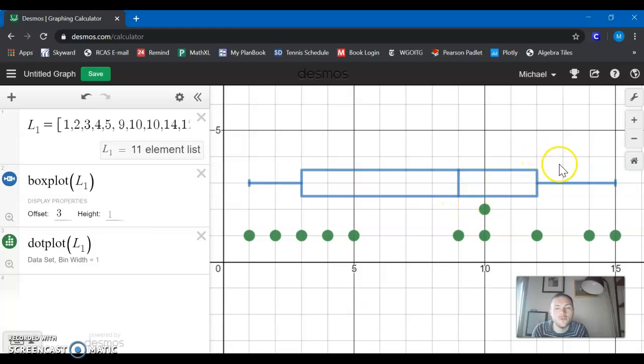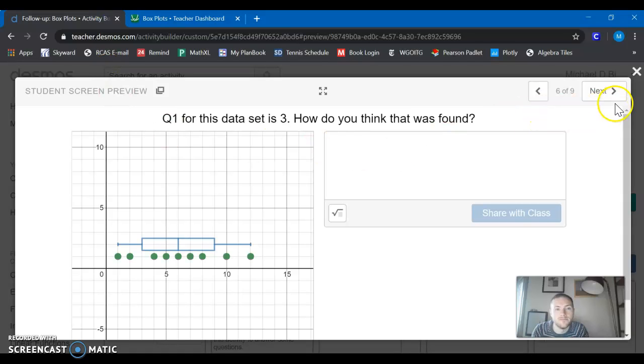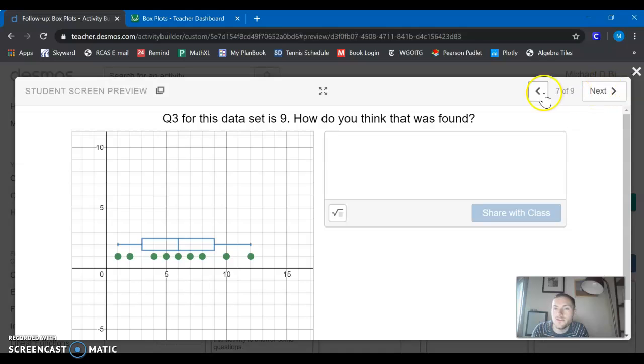Looking at that, what do you think Q1 and Q3 are? Then you can go into your activity here. There's another example there. How do you think you find Q1 and Q3? Let us know what you think there.